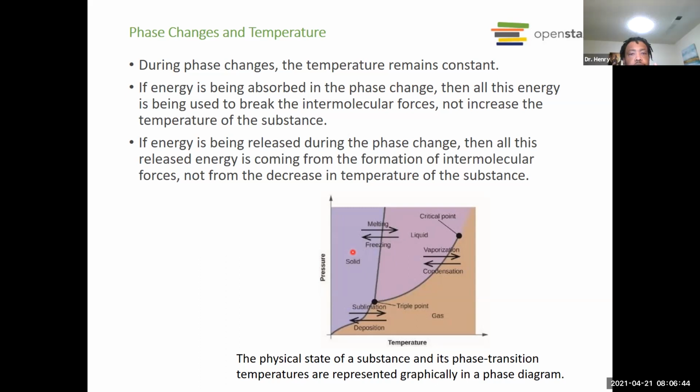In the case of your phase diagram, you can do this two ways. One, we could do it by the addition of heat, or we could do it by pressure. So if we increase the pressure on things, we could also cause that transition as well. Make sense? Yeah. Okay.